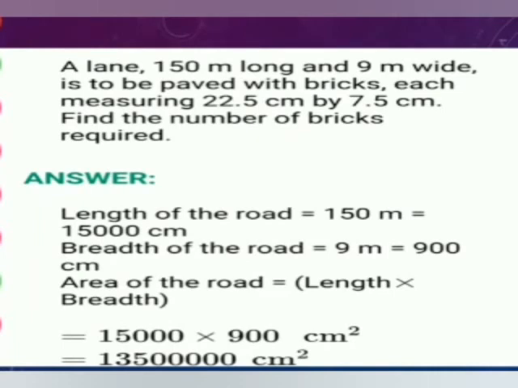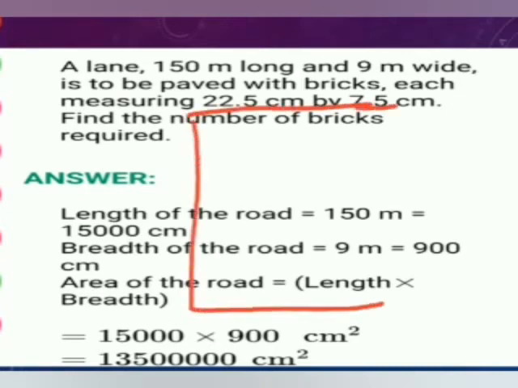Now the next question is, a lane 150 meter long and 9 meter wide is to be paved with bricks, each measuring 22.5 centimeter by 7.5 centimeter. So find the number of bricks required. So in the question, what is given here is a road, and its dimensions are given to you.